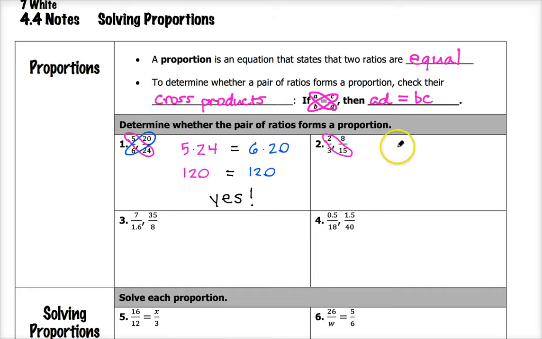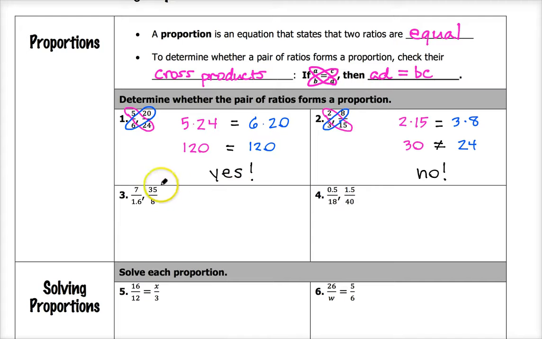Okay, number 2, 2/3 and 8/15. So take the product of 2 times 15 and see if that's equal to the product of 3 times 8. Well, 2 times 15 is 30, and 3 times 8 is 24. So those cross products are not equal to each other, and therefore those ratios are not proportional.